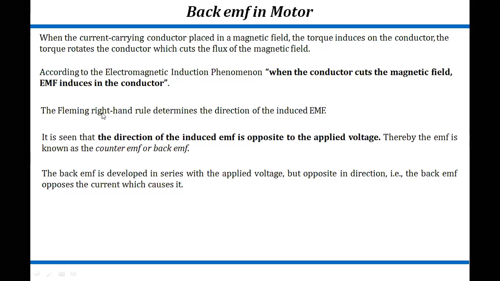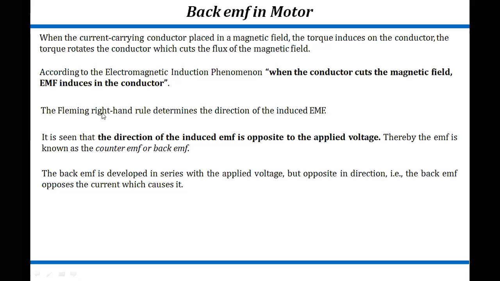So we can say this law, Fleming's right hand rule, states that when we put the thumb, index finger and middle finger perpendicular to each other, the thumb will indicate the direction of motion of the conductor, the first finger will indicate the direction of the magnetic field, and the second finger will determine the direction of the induced or generated current.